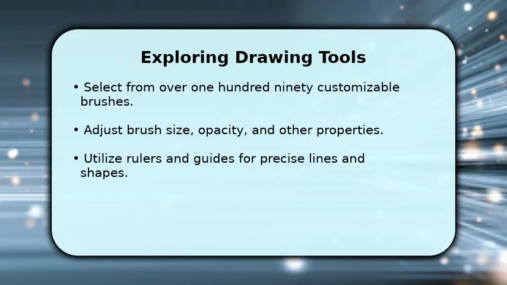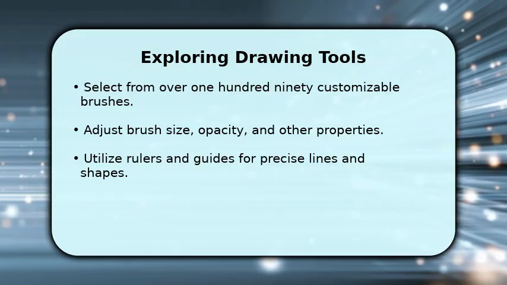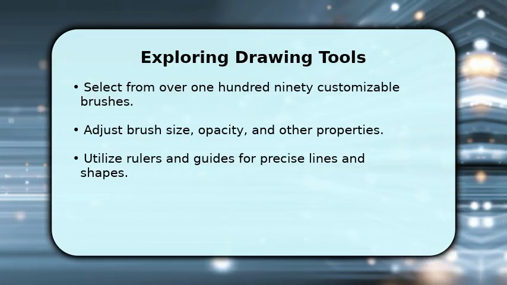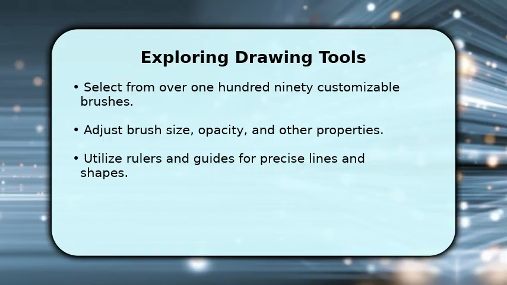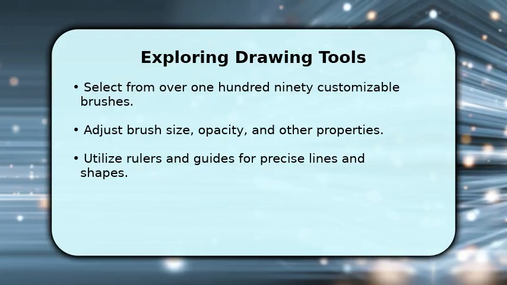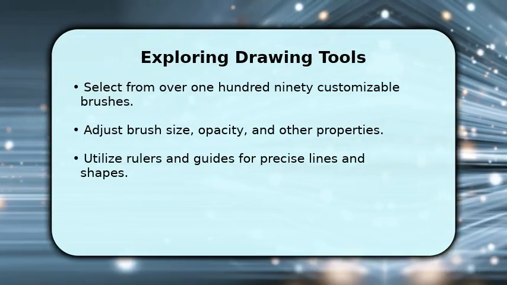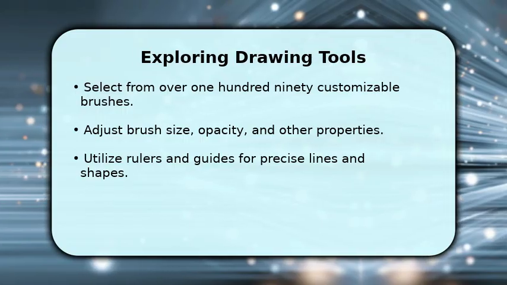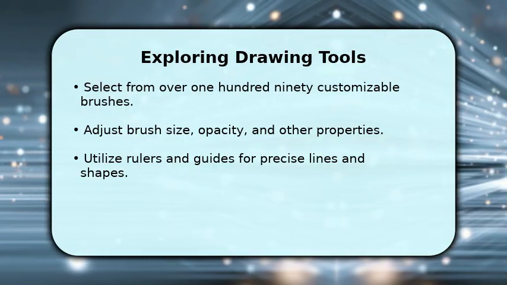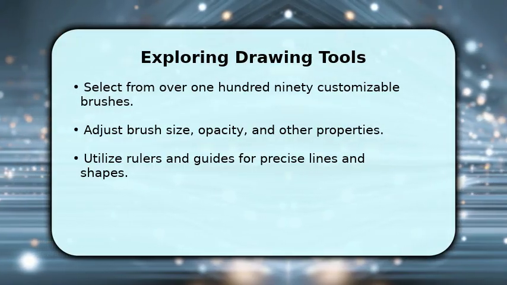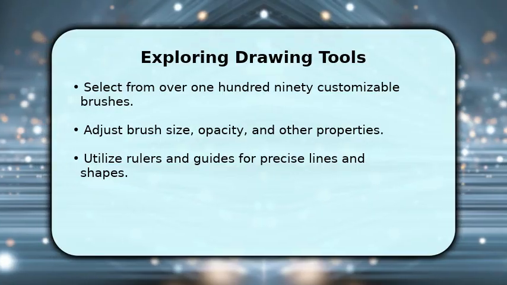Now, let's dive into the drawing tools. Sketchbook offers an extensive library of over 190 customizable brushes, ranging from pencils to paint. You can easily adjust each brush's size, opacity, and other unique properties to achieve your desired effect. Don't forget to explore the predictive stroke feature, which smooths lines, and the various rulers and guides that help you draw perfect circles or straight lines with ease.